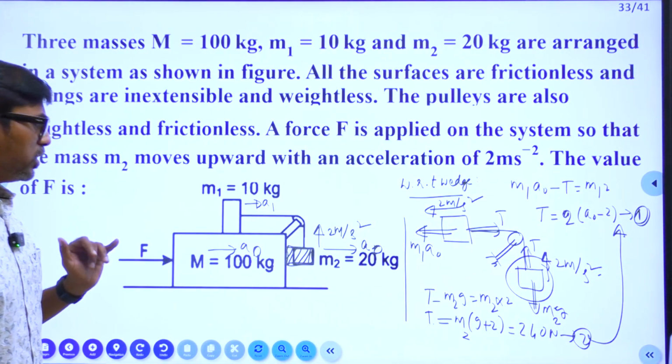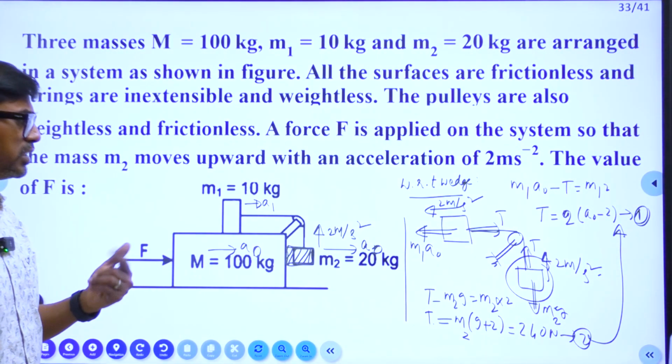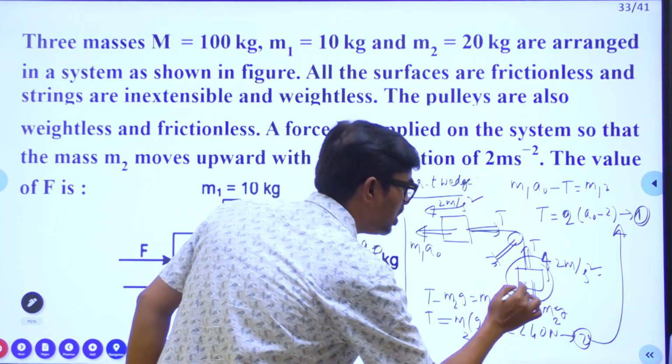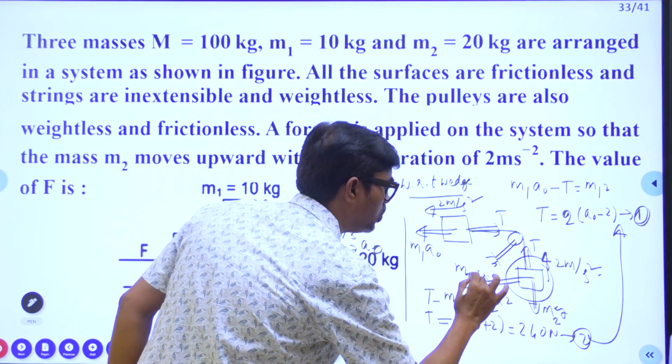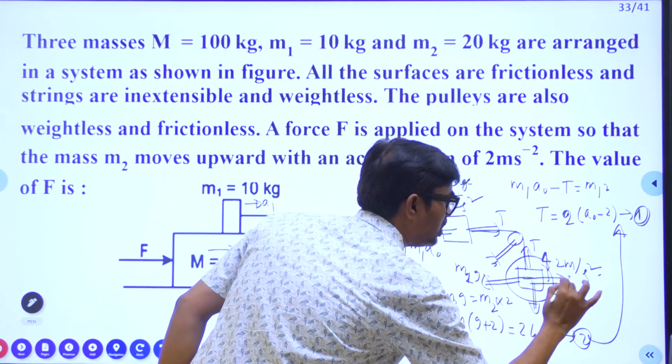Okay, so T I got it. We can also calculate the normal reaction here, because if you look at it in this line, there is a pseudo force in this direction, m1 into a0, and m2 into g, and then the normal reaction in this direction.